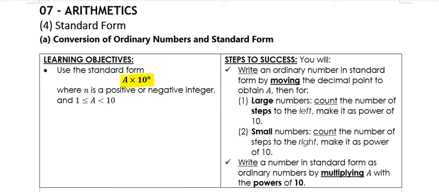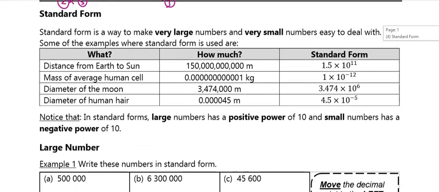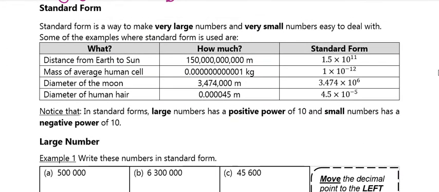n is any integer, and a here should be less than 10 and also more than or equal to 1. This involves movement of the decimal point, which we'll see later, but first let's see some examples of standard form. How is it used? Standard form is a way to make very large numbers or very small numbers easy to deal with.